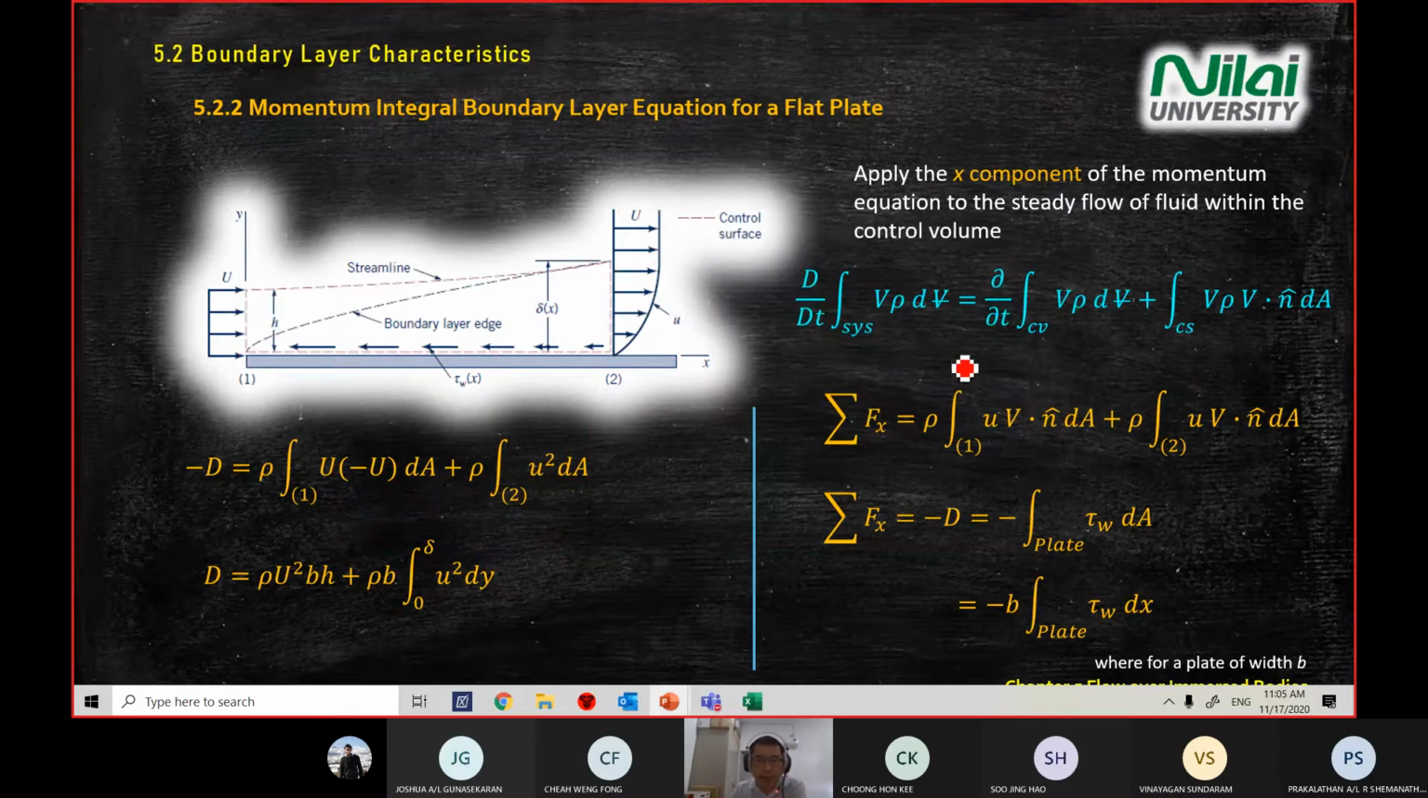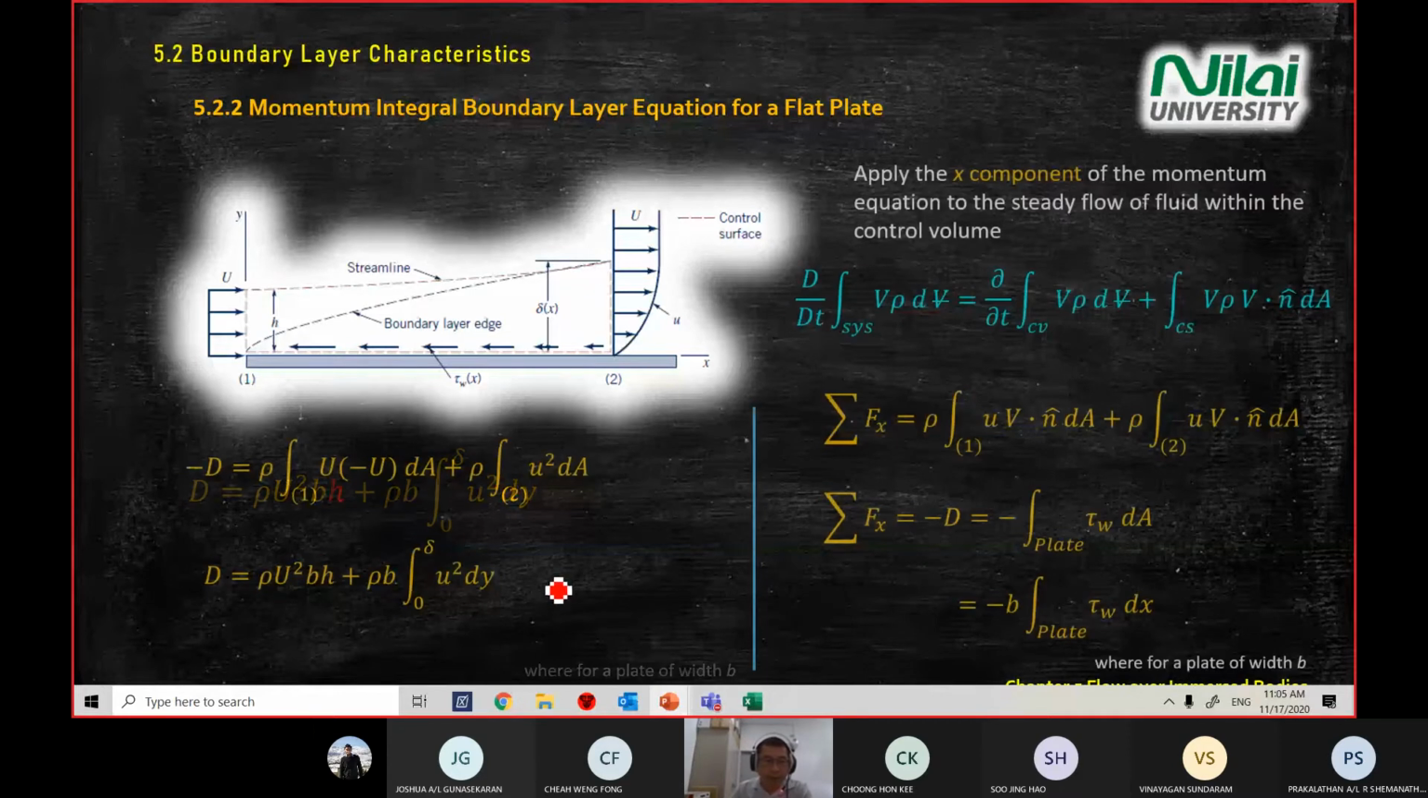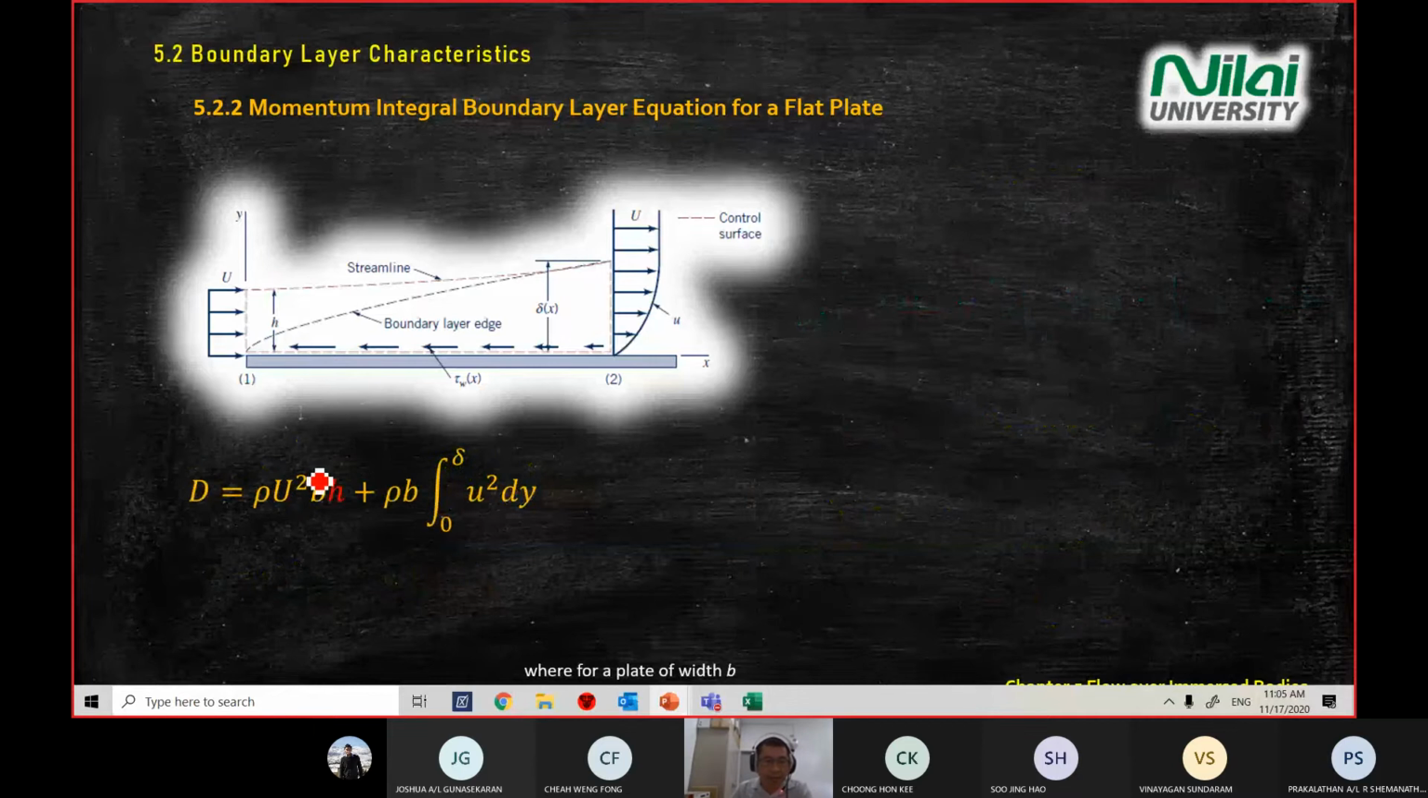Okay. All right. Any question so far? Okay, no question, continue. So I just highlight the H. I highlight the H because normally we don't see H in our examples.